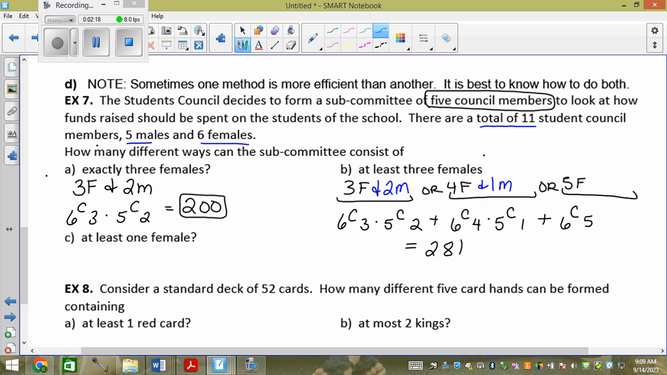Or we could do total minus. So I have 11 and I could choose 5 and I could minus no females, right? That's the only case that doesn't fit in at least 1 female. So 0 females and 5 males. So I could technically go 11C5, don't have to worry about that, minus 5C5, which is what? 1? This is 1. I get what you're saying.